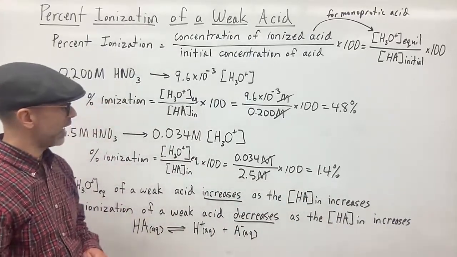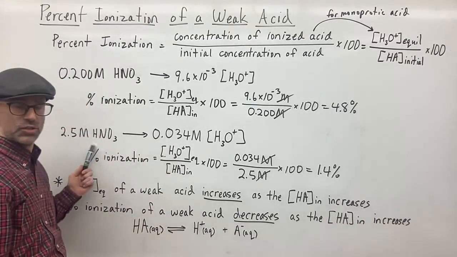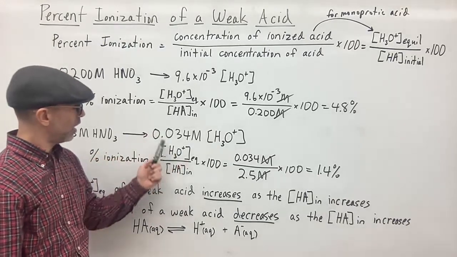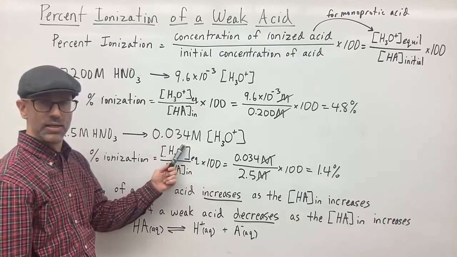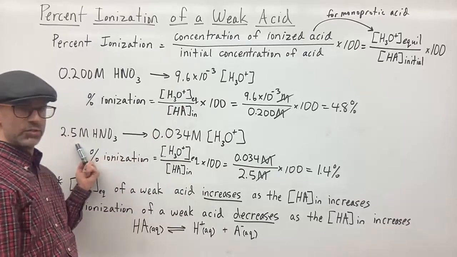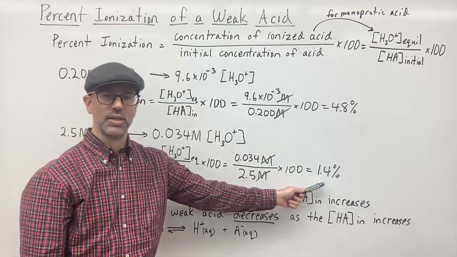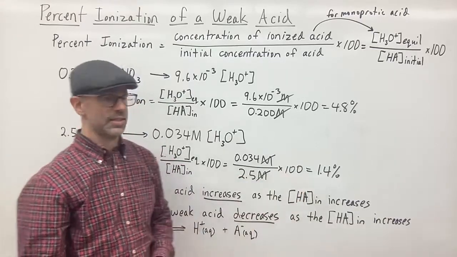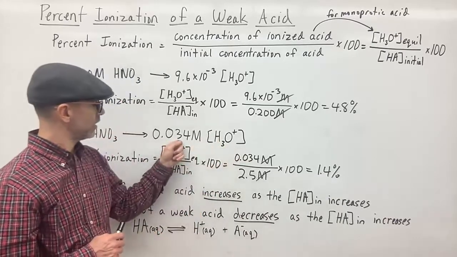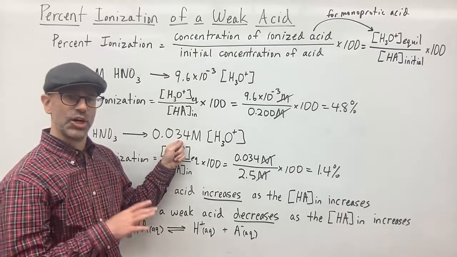You'll notice that when you increase the initial concentration of your acid, you do get more H plus produced, but the percent ionization decreases. What that means is that the increase in the amount of H plus that is produced is not a linear progression.